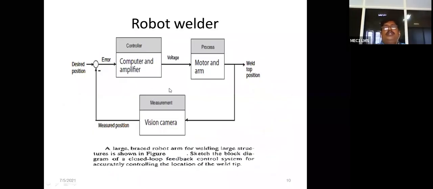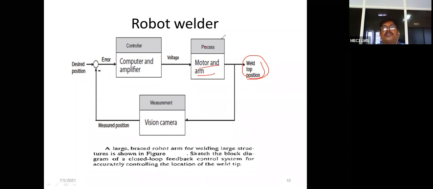And this is a robot welder, automatic. See here, this is a weld position, the weld tip position. Here, it is running. The end of that arm is running with the help of a motor and arm.